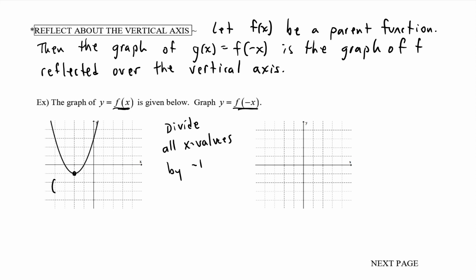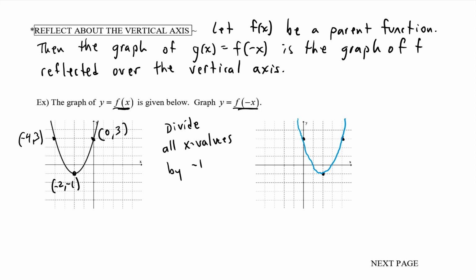So let's say this is our parent function f. That coordinate is -2, -1. But if I multiply or divide the x value by -1, it's at 2, -1. And this one right here, which is at 0, 3, if I divide x by -1, I get 0, 3 again. And this one here, which is at -4, 3, if I divide that x value by -1, I'm at 4, 3. So if I graph that, same shape as the parent function, a parabola, but it's been flipped over the y-axis, the vertical axis.